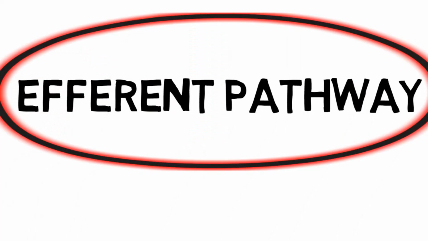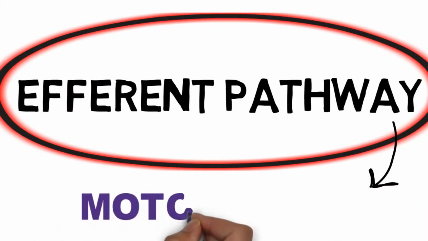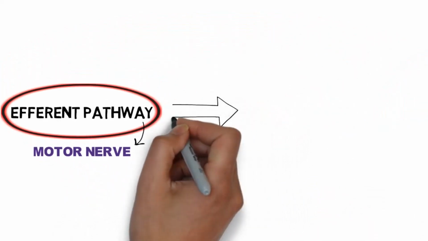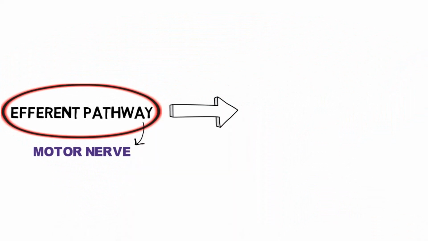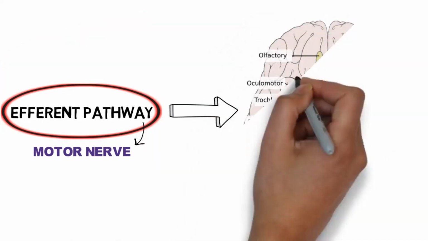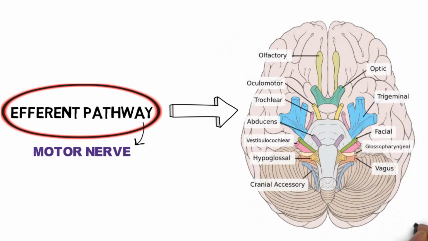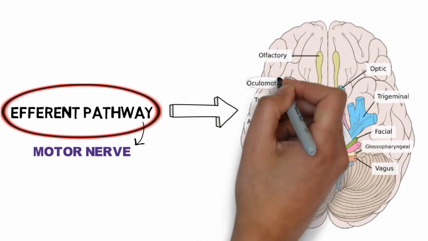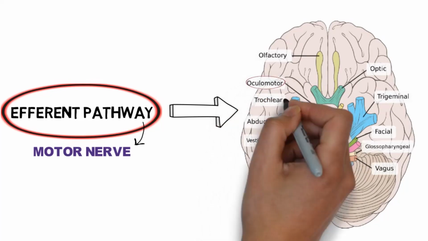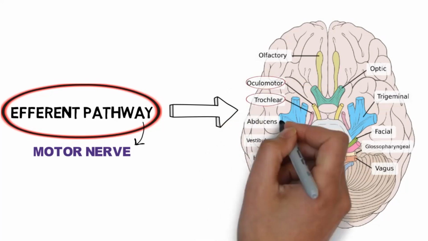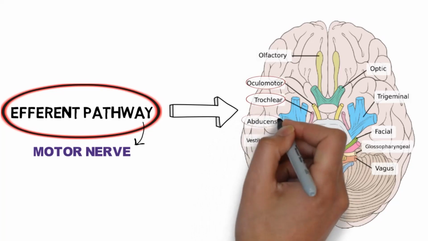Alright, without further ado, let's move on to efferent pathway, or we can call it the photomotor pathway. In efferent pathway, we should focus on these 4 cranial nerves. First, oculomotor nerve. Second, trochlear nerve. Third, abducens nerve, and the last one is facial nerve.